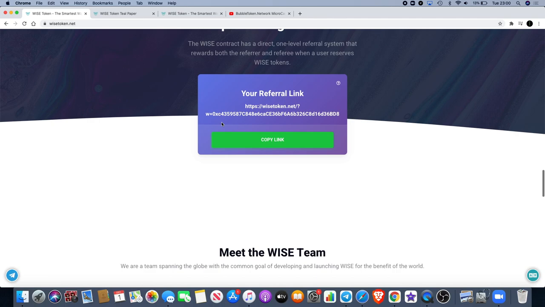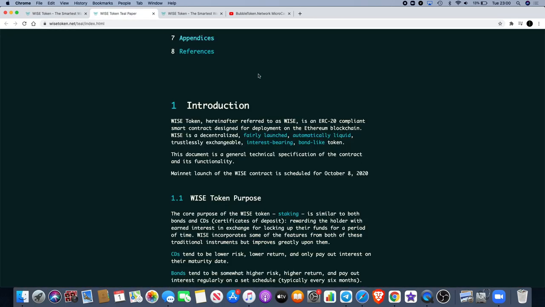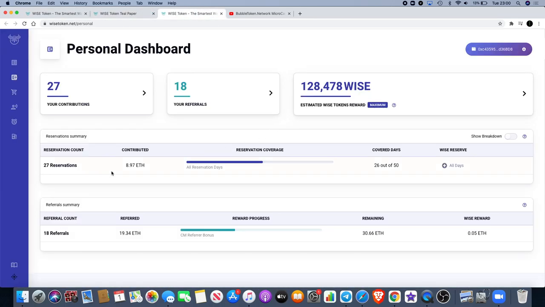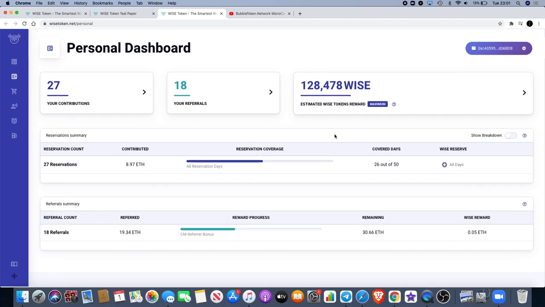If we go to my dashboard, okay, you can see I've put just under 9 Ethereum in so far, and I do intend to put more in as each day goes by.